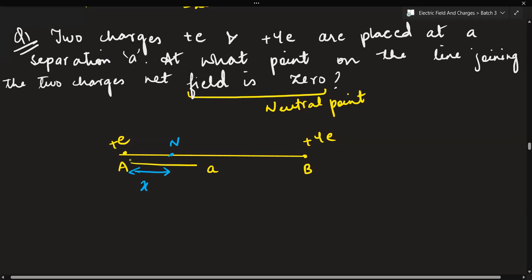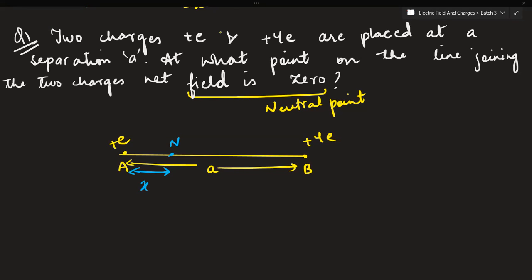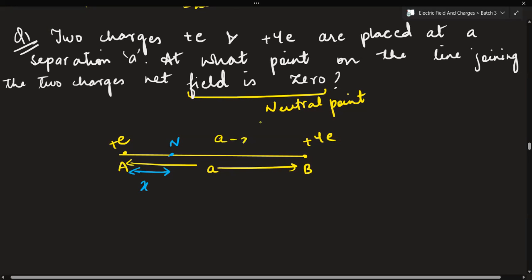See, this whole separation is given as A. This part I have taken as X. What will be the other part left? A minus X. Yes, correct. It will be A minus X.